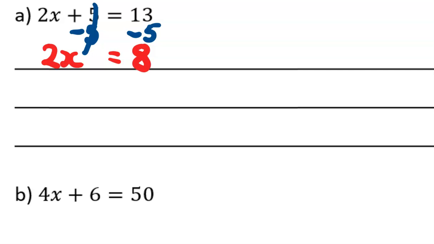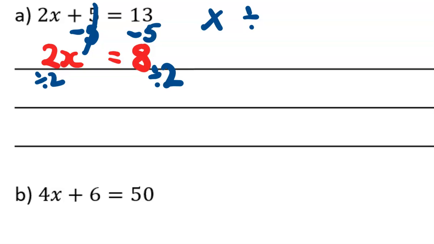We do the opposite of timesing by 2 to get rid of this 2. Okay, so what's the opposite of timesing? The opposite of timesing is dividing. So instead of timesing by 2, which we have, we've got x times 2, we're going to divide by 2. If I divide one side by 2, I have to divide the other side by 2 because it's an equation, so I have to keep everything equal on both sides. So whatever I do to one side, I have to do the same thing to the other side. Okay, it doesn't matter what I do, but I have to do the same thing to both sides.